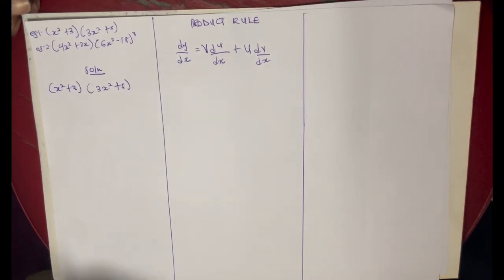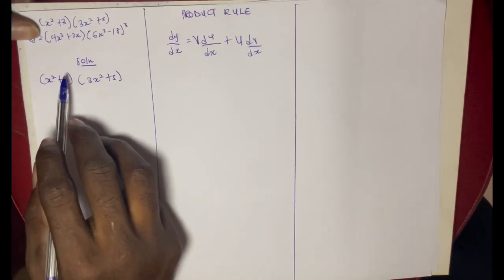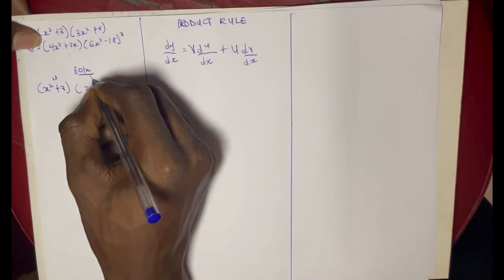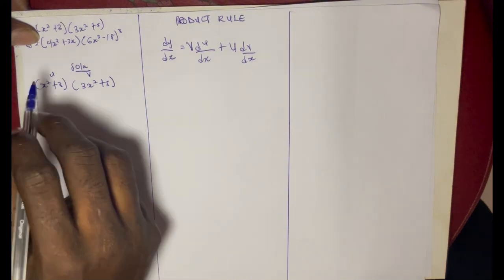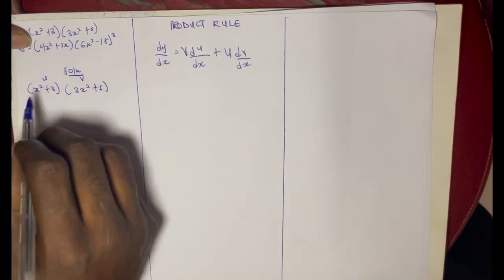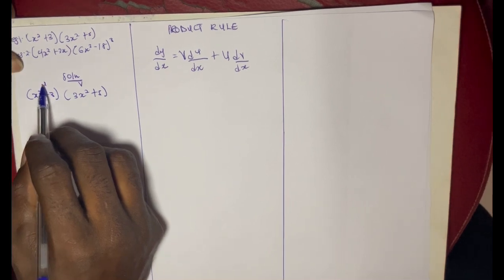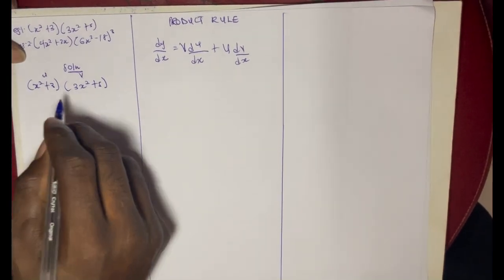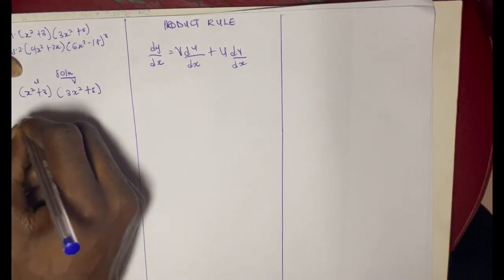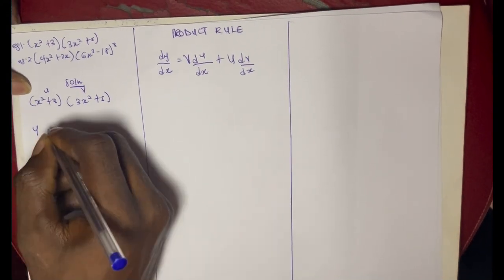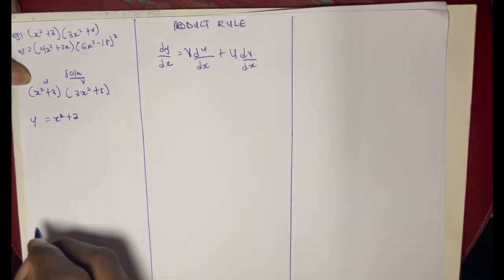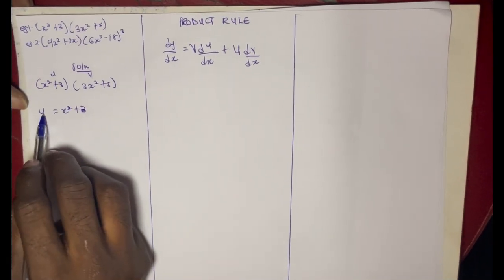So firstly, you are going to name the first bracket u and the second bracket v. So right now you know what your v is and what your u is. Always the first bracket is u and the second one is v. Therefore, u is equal to x squared plus 3.